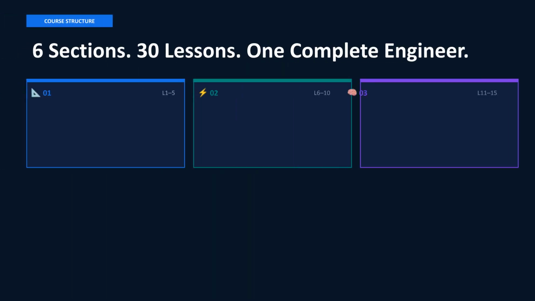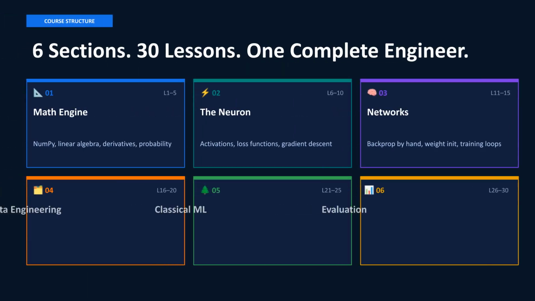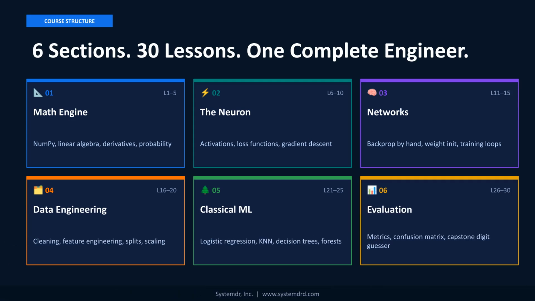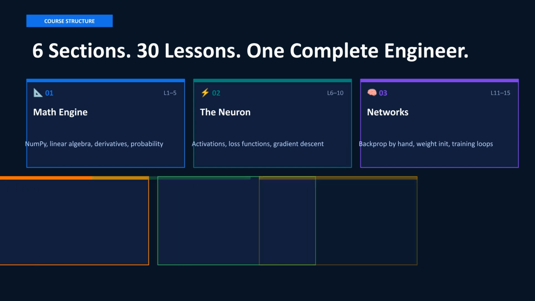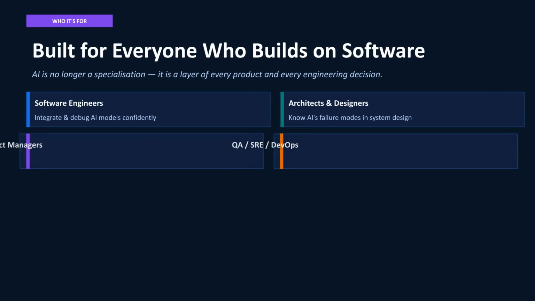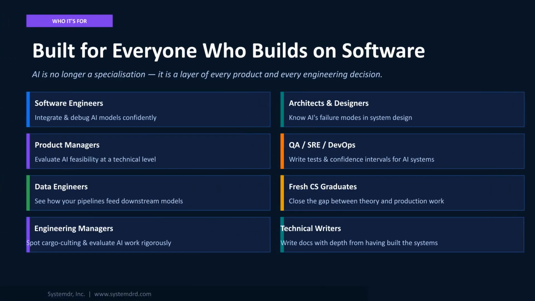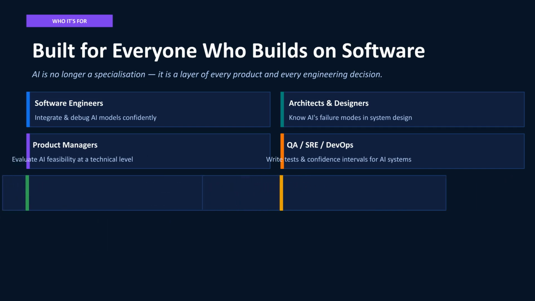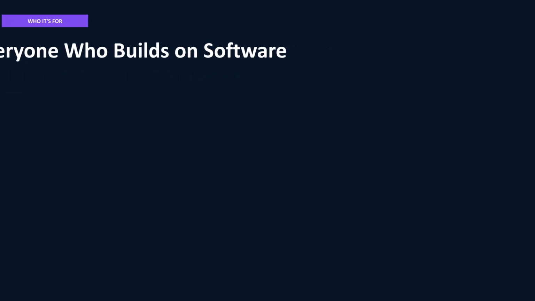The course is structured into 6 sections and 30 lessons. You'll progress from the math engine and the neuron, through networks, data engineering, and classical ML, concluding with evaluation and your capstone project. This course is built for everyone who builds on software, from software engineers to product managers, data engineers, QA/SREs, engineering managers, and technical writers. You will gain the AI literacy needed for modern development.